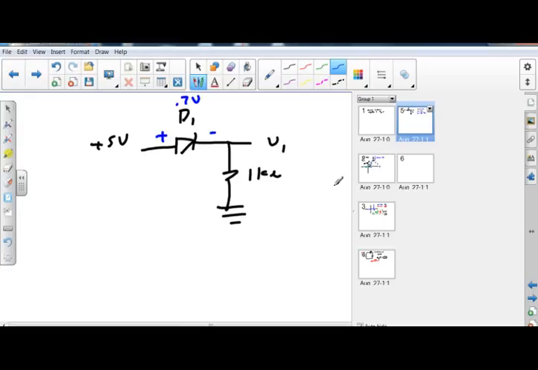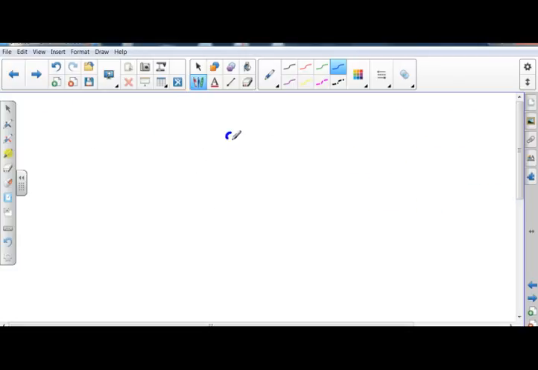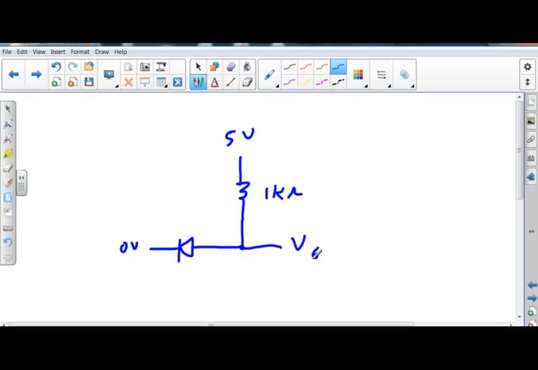Okay, so we'll look at the guy on the bottom. So I've got 5 volts. I've got a resistor. Oh my God, it's 1K, 1 kilo ohm. I got 0 volts on this side. I've got a diode going that way. I got some voltage over here, voltage 6. Is it voltage 6? Yeah, voltage 6. And then I've got 5 volts on this side, like that, coming up to there.